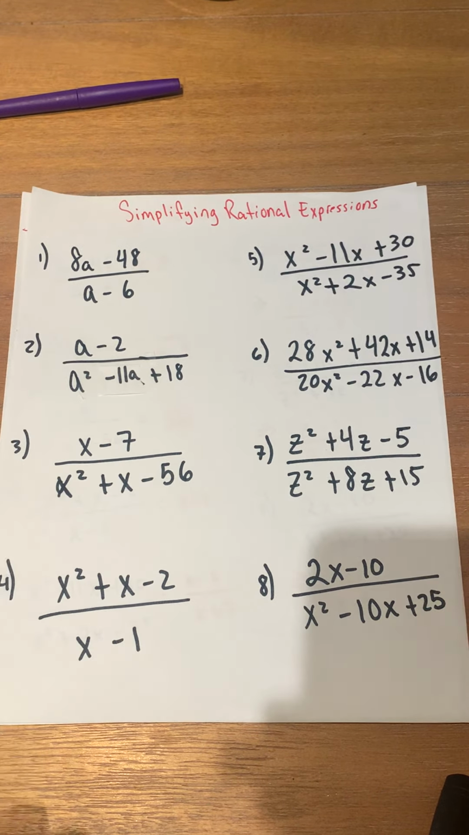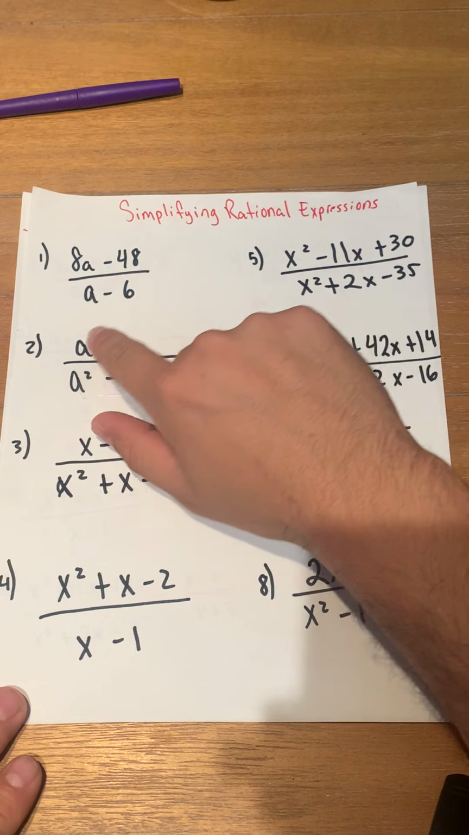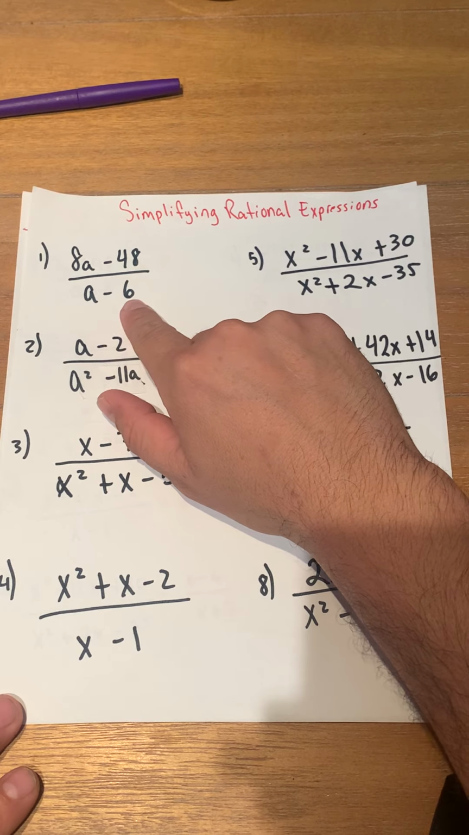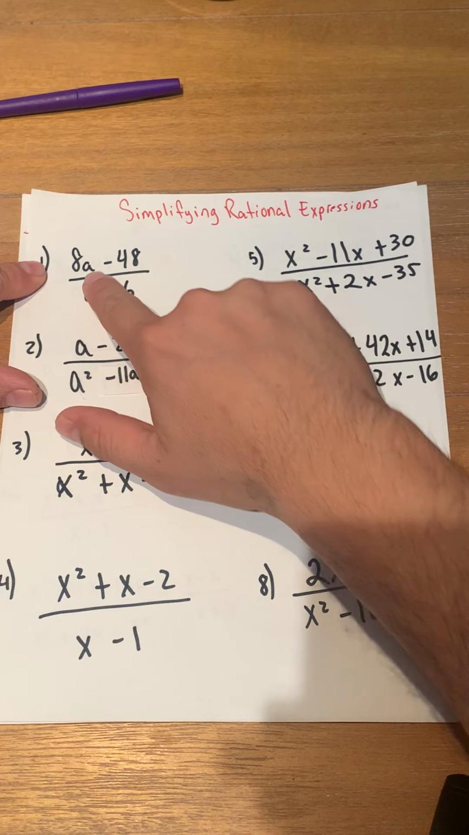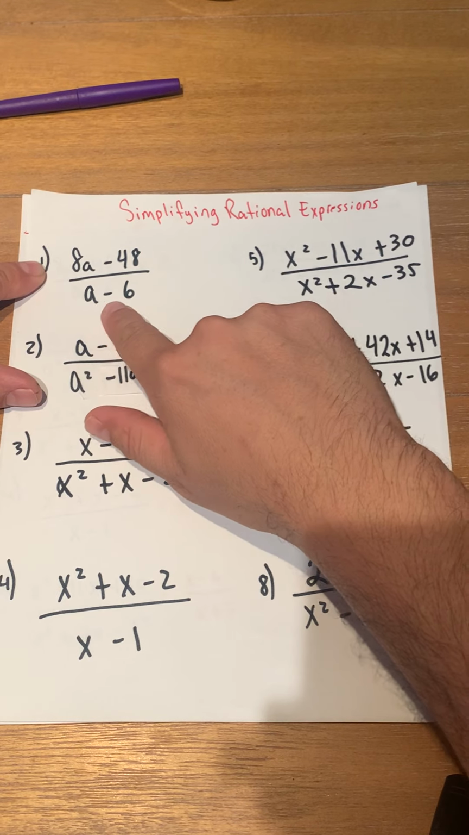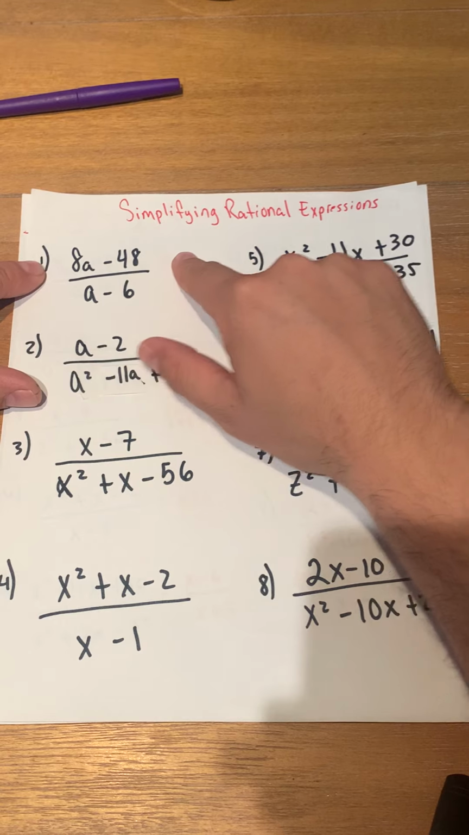So let's start off. I have 8a minus 48 over a minus 6. Now I have a minus 6, so that means I'm going to have to cancel this out somehow, right? So one of these top terms, when I factor it out, I'm going to have a minus 6. So somewhere up here, you're going to have a minus 6 as well, and that should be able to cancel that out.